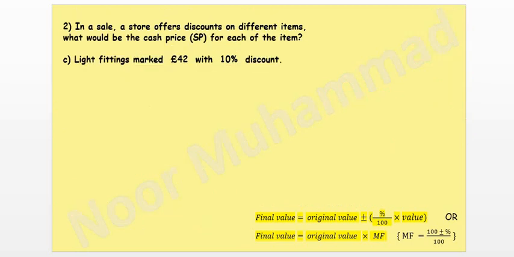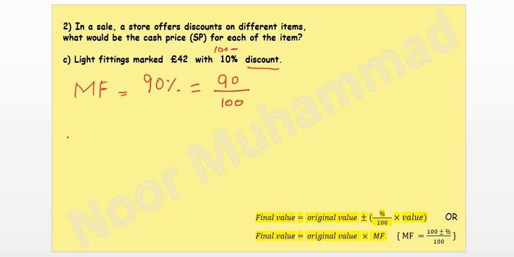Let's solve some more questions here. It's the same question, but we have the third part. It says light fittings marked £42 with 10% discount, right? Because it's a case of discount, it's a case of decrease. So how will we get the multiplying factor? We will say 100 minus 10. So 100 minus 10 is actually 90%. That will become 90 out of 100. So we got the multiplying factor.